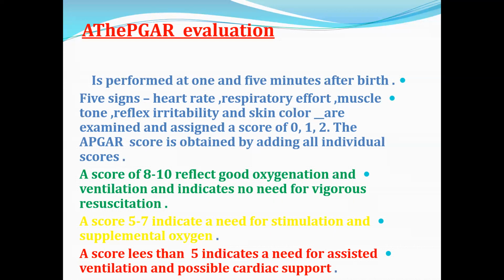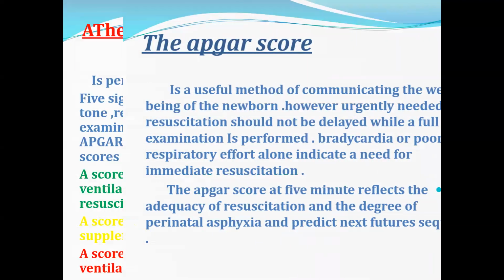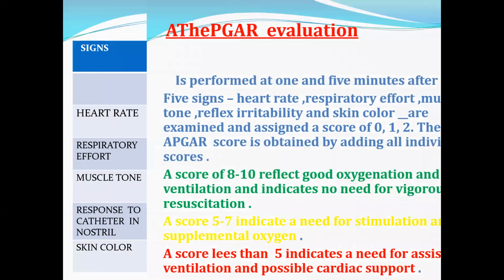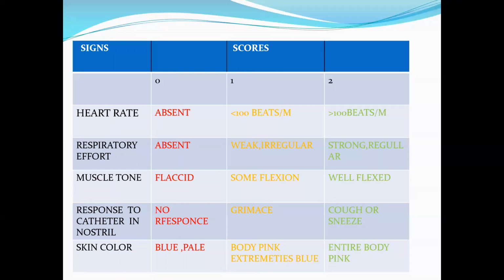Of course, the score is obtained by adding all individual scores. For example, if my patient has a heart rate less than 100 beats per minute, of course, my patient takes one. And if the respiration is weak and irregular, take also one. If my patient has some flexion, take one. Grimace, just responds to the stimulus, take one. Body pink, extremities blue, take one. So here we collect 5 points or five scores of the Apgar score and so on.